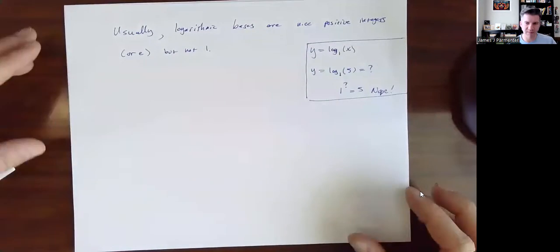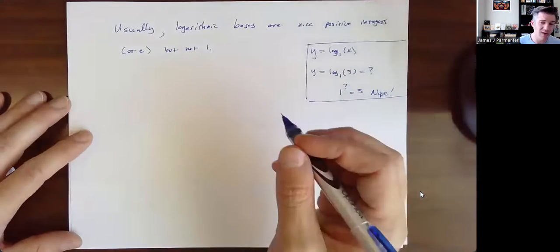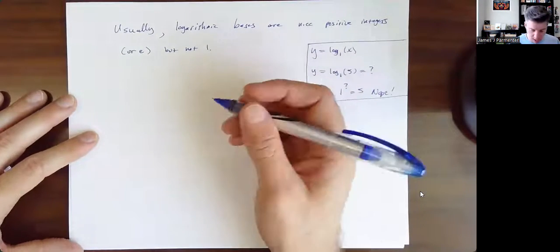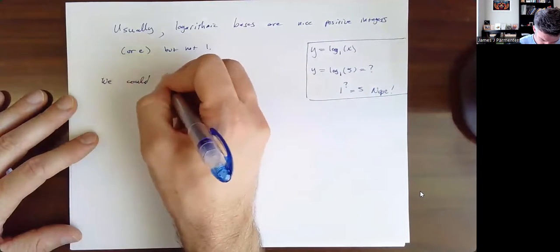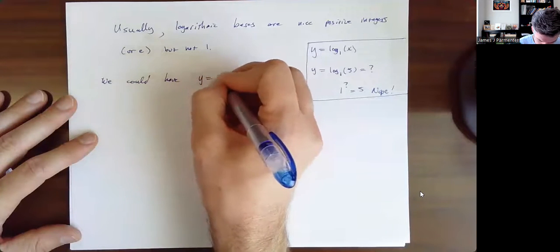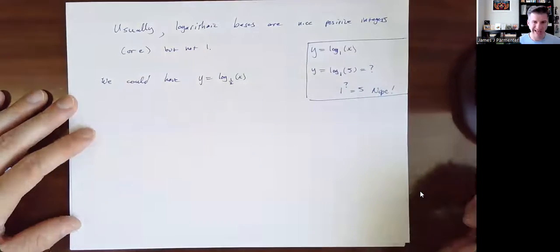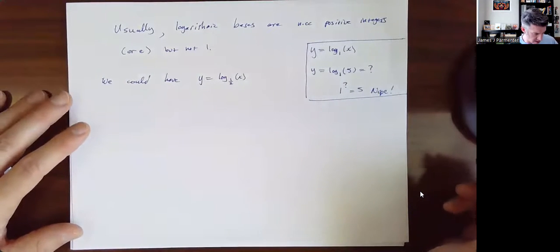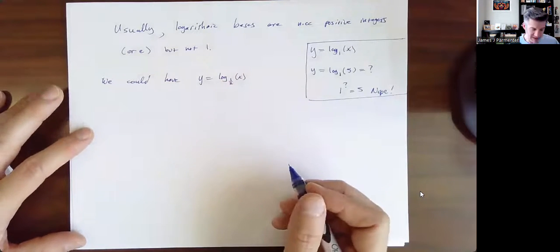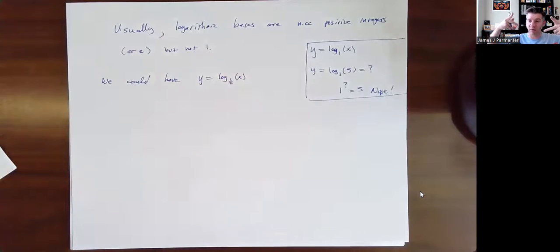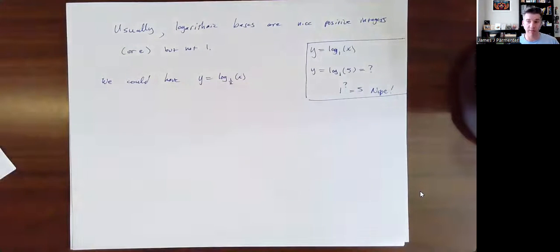However, you can have bases that are small fractions. We don't usually do this, but you could have, for example, y equal to log base 1/2 of x. It's kind of weird because what you're saying here is 1/2 raised to the y power equals x. And this actually ends up flipping the graph over vertically. Again, this is not important. I'm not going to ask you about this. I just want to make sure I'm covering all my bases.